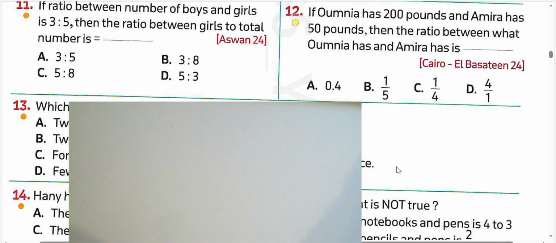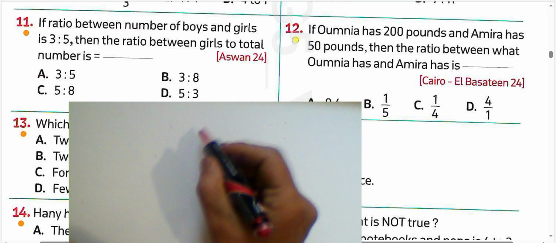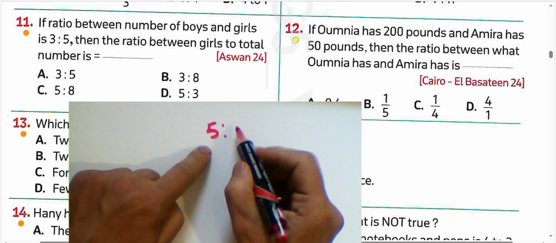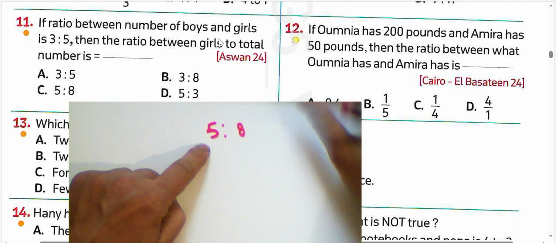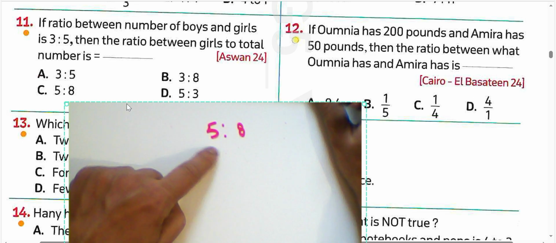Next question. If the ratio between the number of boys and girls is 3 to 5, and the ratio between girls to the total, we have 5 girls, and the summation of the total will be 5 plus 3 equals 8. The ratio between boys and girls is 3 to 5, and the ratio between girls and the total will be 5 to 8.